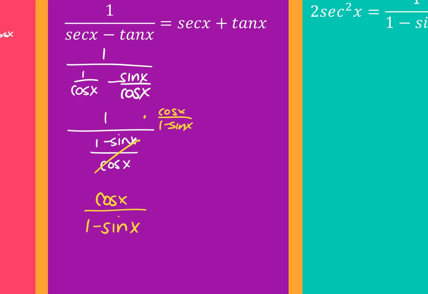Now what? 1 minus sine of x, is that one of the Pythagorean identities? Because it's not squared, it's not. If it was squared, yes, but because it's not squared, it's not.